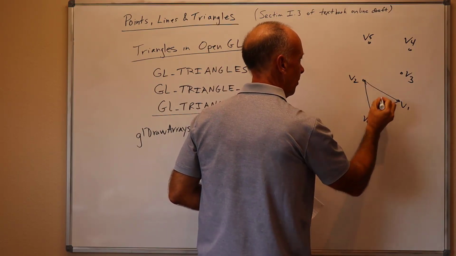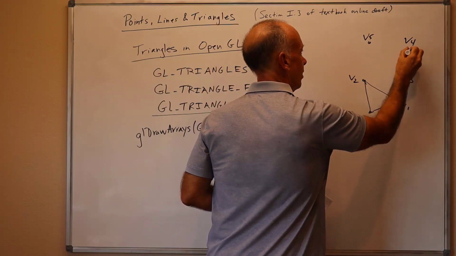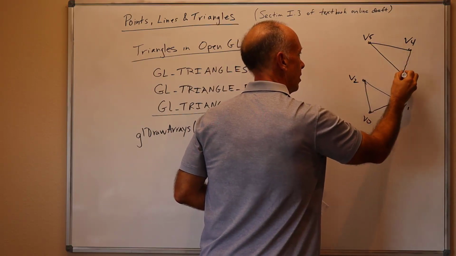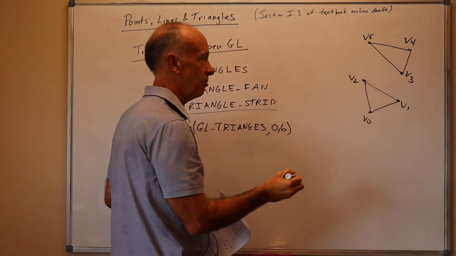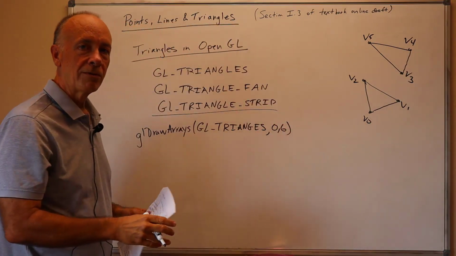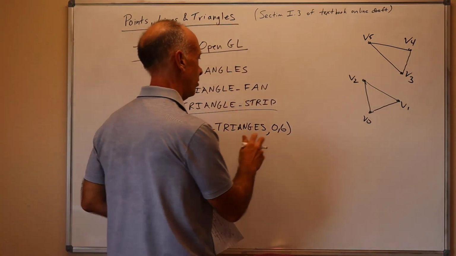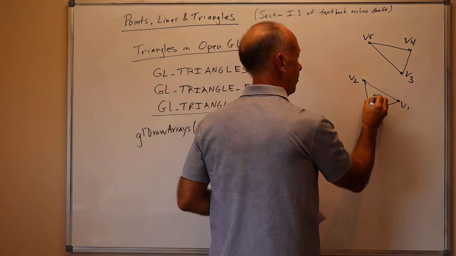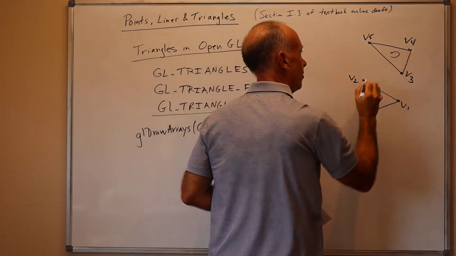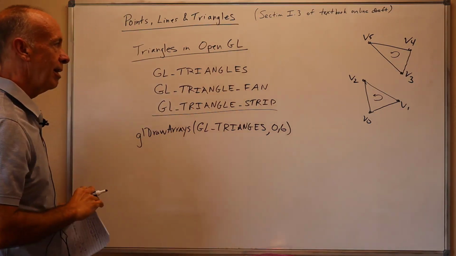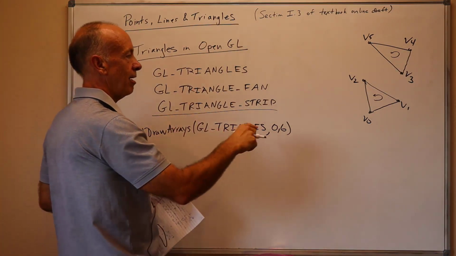And so this triangle will be filled in. And then the second set of 3, and we fill that in as a triangle as well. If there were more groups of 3, we would keep forming additional triangles by the single call to glDrawArrays. And I'm going to put a little circular arrow here. This indicates the direction of the vertices.